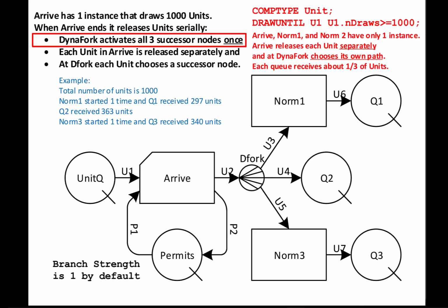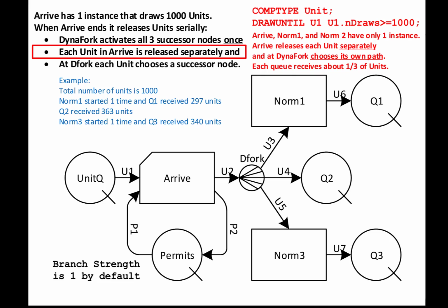It will send a message to DFork to get ready, and DFork will send a message to norm1, to Q2, and to norm3 to get ready. Norm1 and norm3 will create an instance awaiting the arrival of resources. The terminating instance of arrive will then start releasing the characterized resources it holds one at a time.